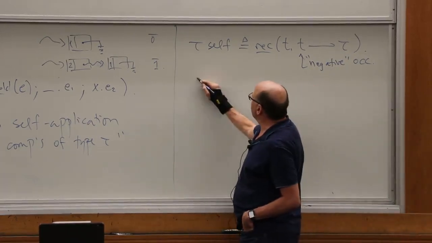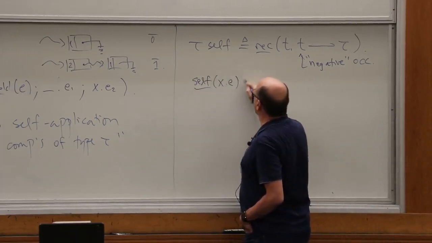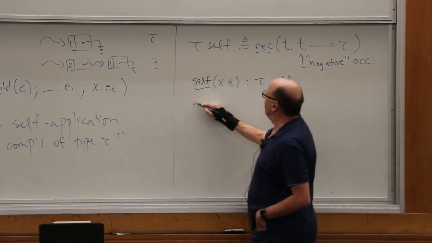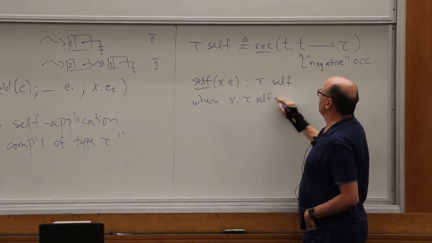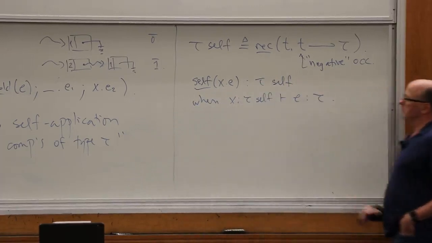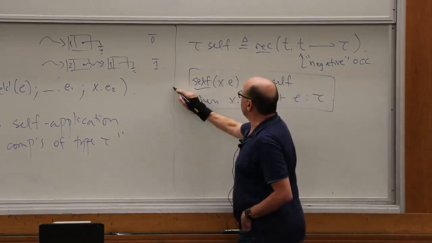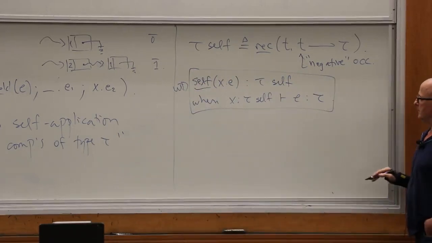So what do we do? I want to say, what is the intro form? Well, I want self x.e to be of type tau self when, forgive me for writing my rules upside down, when assuming x is of type tau self, I get that e is a tau. That's what I want. This is like, I want to define this, and it's going to have a certain dynamics, which will be explained when I define the next thing. Okay, so I wanted to do that.